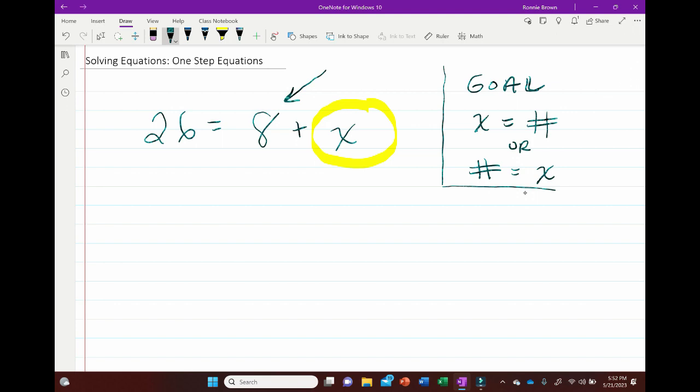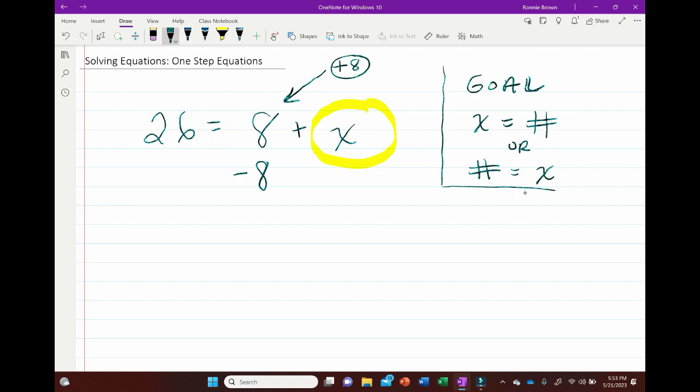So you look at the 8, it's a positive 8, right? If you look to the left of the 8, there's nothing there, but it's implied to be a plus sign. When we don't see a sign to the left of a number, it's implied to be positive. So you always do the opposite operation. The opposite of a plus 8 is negative or minus. So you do negative 8 or minus 8, whatever you want to call it.